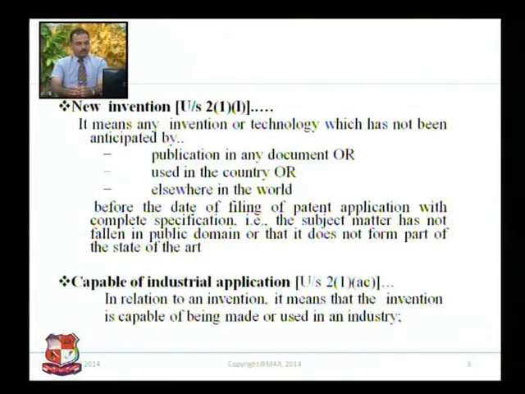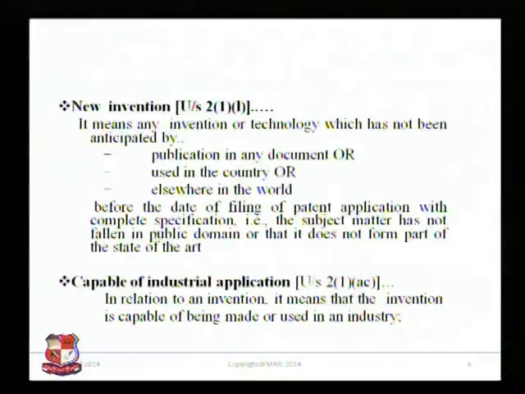Next, the definition of capable of industrial application under section 2(1)(ac). In relation to an invention, it means that the invention is capable of being made or used in an industry. So ultimately, whatever invention you are working upon, it should possess the capacity of industrial application. Then and only then can we think to go ahead for a patent.